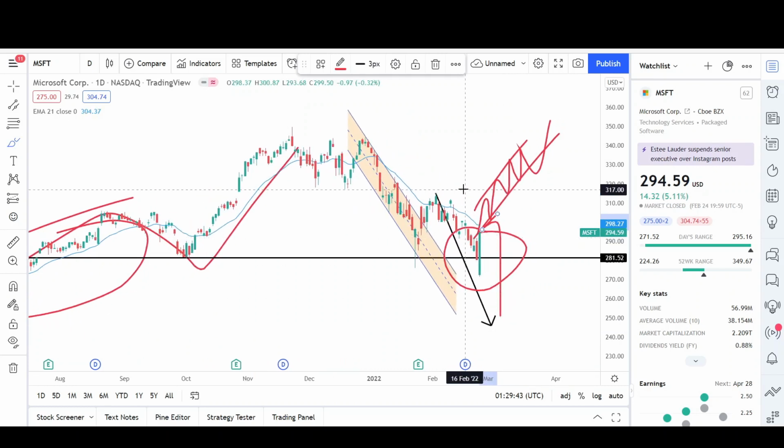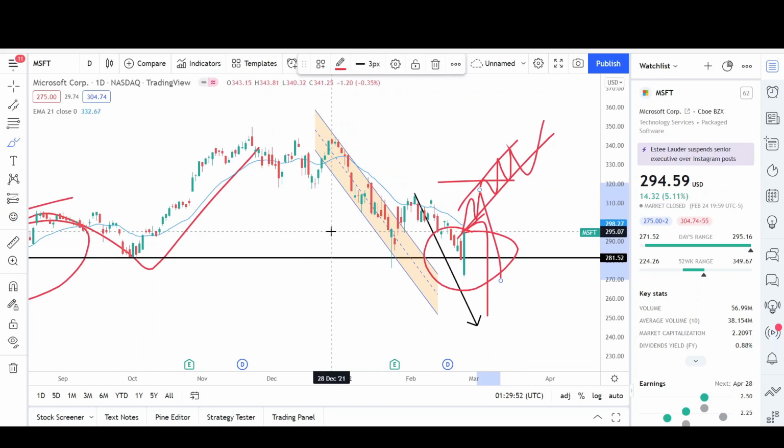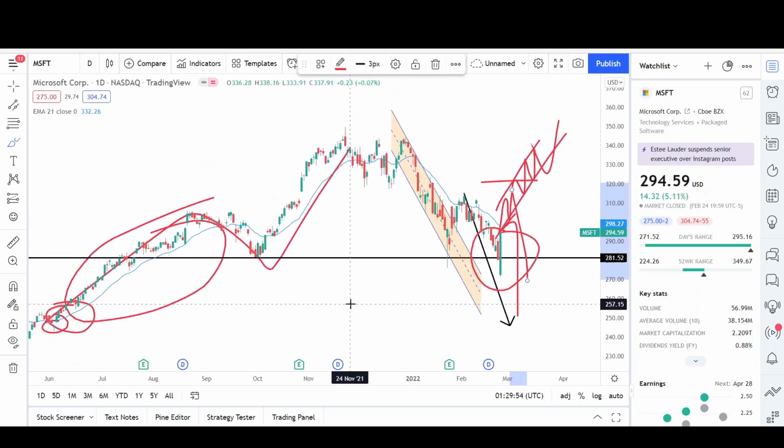As long as we don't start going really high up, there's still a possibility to get that measured move down. So that's pretty much everything on the daily chart. Let's go and wrap this up on the weekly chart.